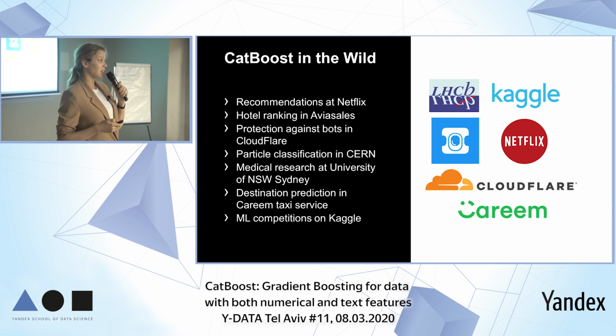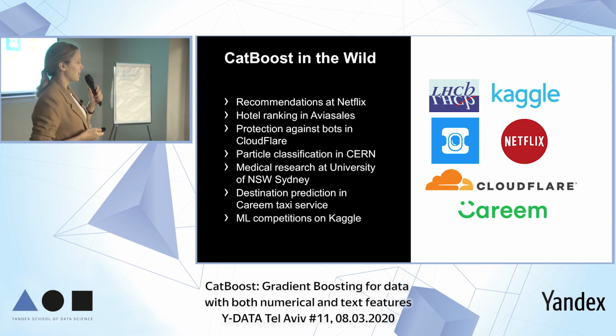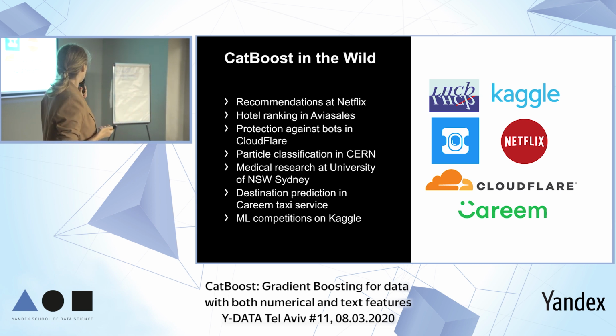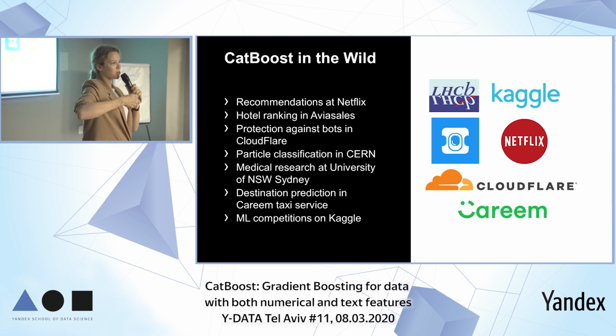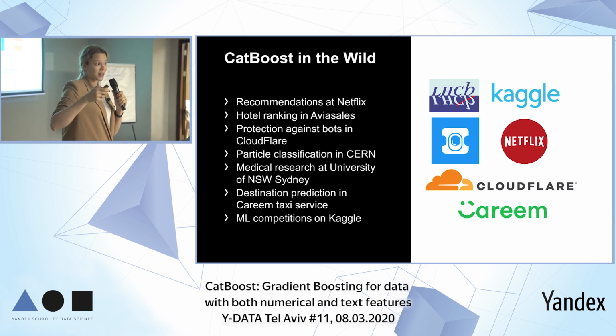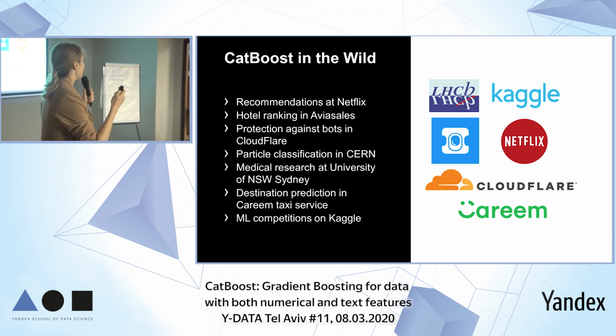And it's used in many, many different places outside of Yandex. For example, it's used in Netflix for recommendation feed. It's used in Aviv sales, which is a large Russian company to buy flying tickets or hotels. It's used for hotel ranking there. It's used in Cloudflare to detect bot attacks. It's used in CERN to classify particles in a Large Hadron Collider, and it's used in many, many other places also. So those are the examples where you can use gradient boosting.